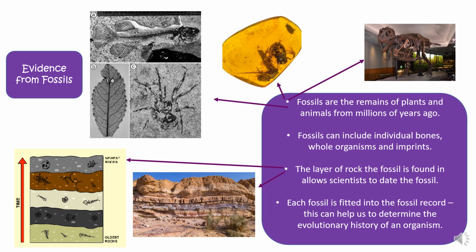When we find fossils, each fossil is fitted into the fossil record, and when we do that, it helps us to look at the evolutionary history of an organism, so we can see how that organism has evolved and changed over time as a result of its environment and competition.